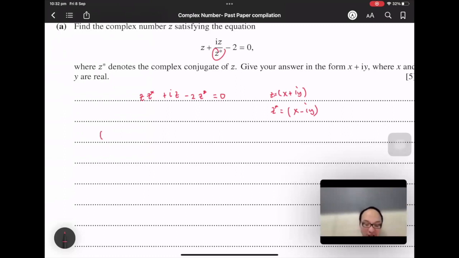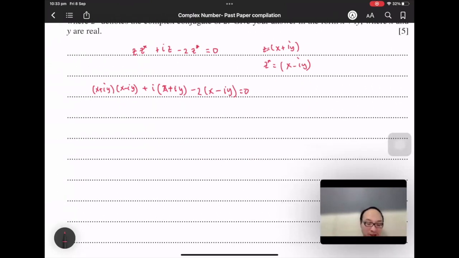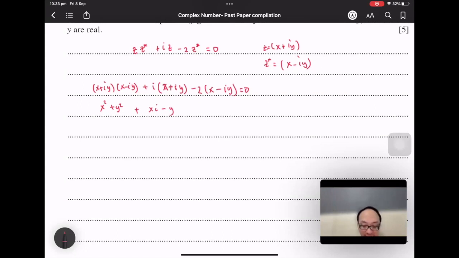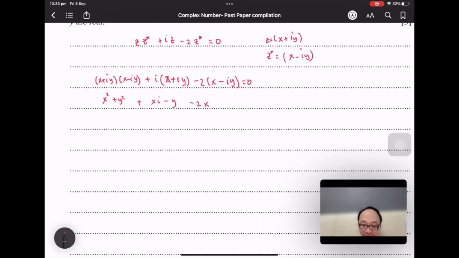So I will have (x plus iy)(x minus iy) plus i(x plus iy) minus 2(x minus iy). So here I have x squared plus y squared plus xi minus y minus 2x plus 2iy.